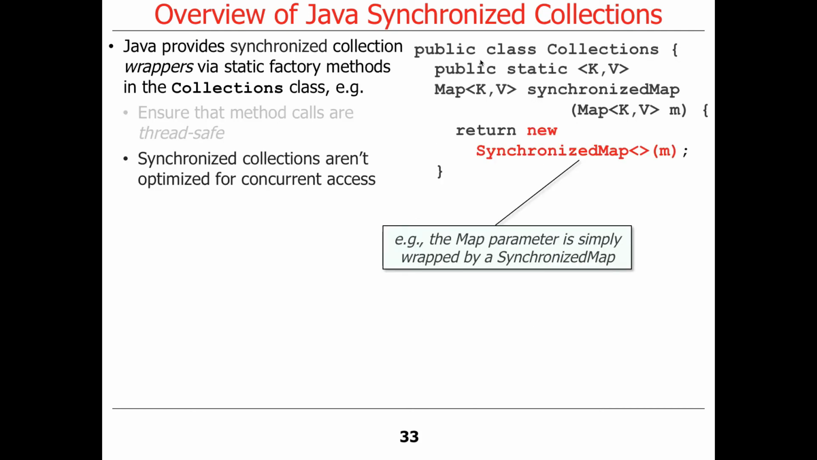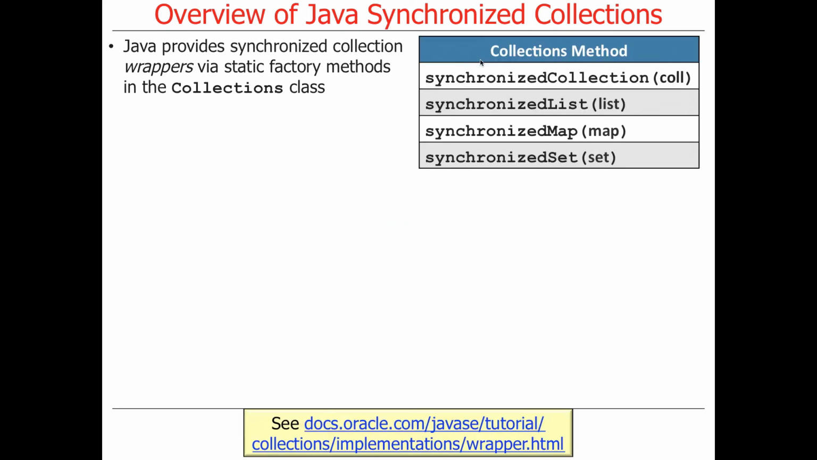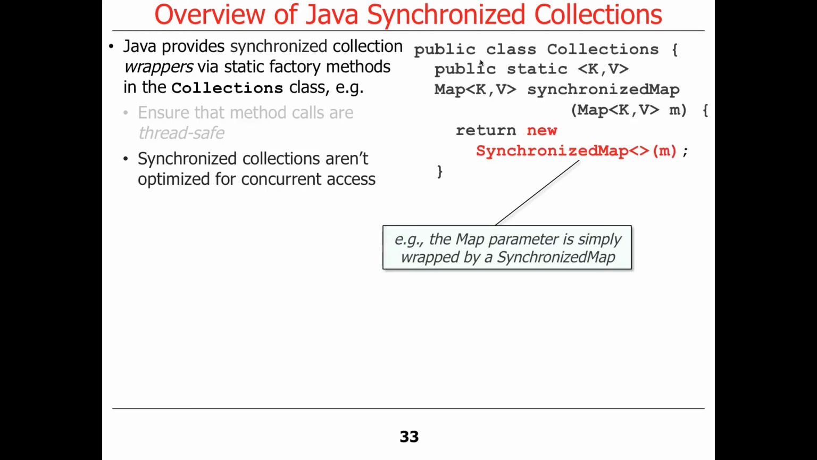Now, the thing to remember about synchronized collections is they work, they're correct, but they are not optimized for concurrent access. And the reason for that is that they're using somewhat of a sledgehammer-like approach. And how they work under the hood is that each of these methods, like synchronizedMap or synchronizedList and so on, is simply going to take an existing data structure and wrap it in a synchronized equivalent. So you can see synchronizedMap is going to take a map that's not synchronized and make a new synchronized map that's going to encapsulate the map parameter.